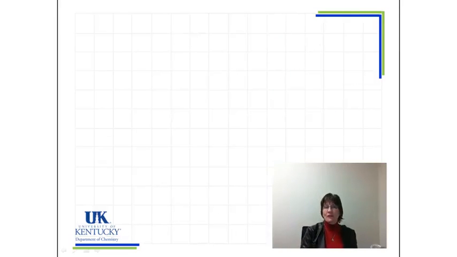So that's the end of our learning objective for 4. You know what buffering capacity is, and you know how to create a buffer that has a specific pH range.